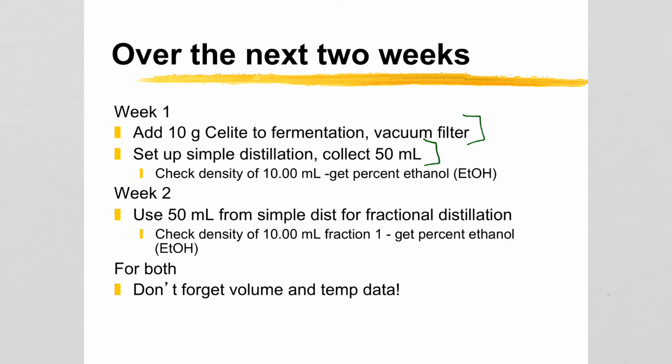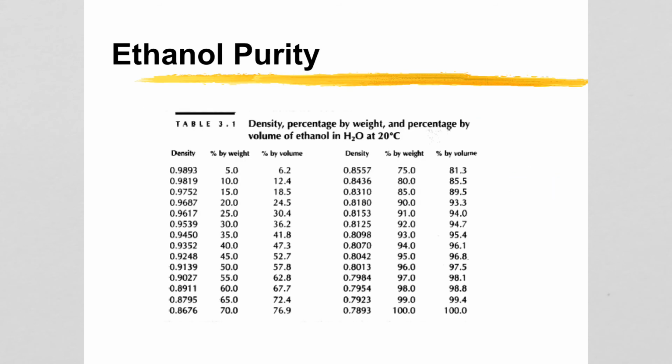And once we get the distillation going, you will collect 50 milliliters of distillate. And then what we're going to do is we're going to take 10 milliliters, and notice I've got 10.00. That's because you're going to be using a volumetric pipette to be able to measure out your 10 milliliters of ethanol. Then once you do that, we will weigh it, and you will be able to get the density in grams per milliliter. And then you'll be able to use this table that's in your lab handout in order to determine the amount of ethanol by weight and by volume.